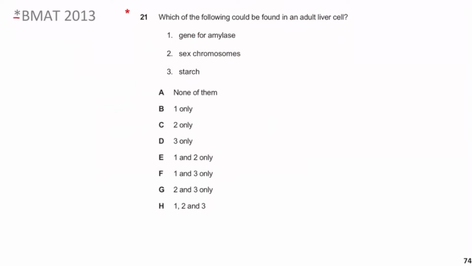Okay, guys, so let's go through this. An adult liver cell, right? Would an adult liver cell have the gene for amylase? Remember, the main place amylase is made is the mouth, right?